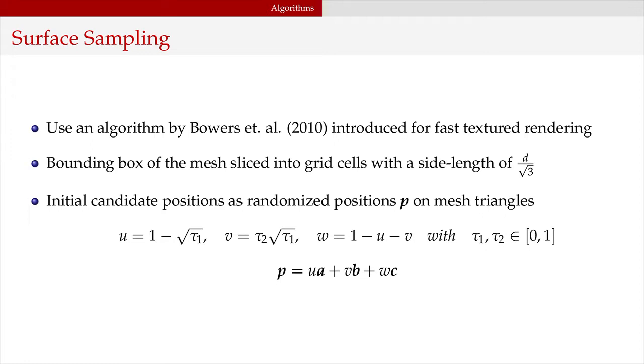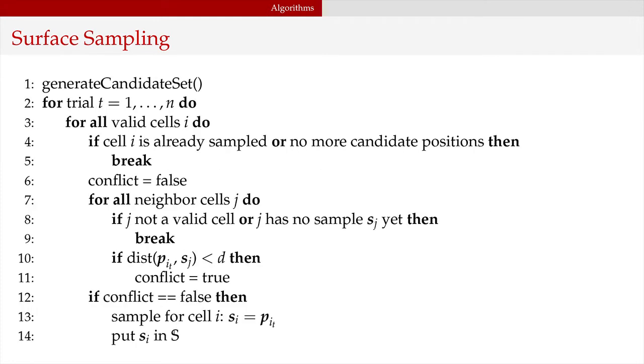We generate a large set of randomized candidate positions that lie on the surface of the 3D triangle mesh. We do this by selecting a random triangle from the mesh, then generating a random position on the triangle by picking two uniform random variables tau1 and tau2 that lie between 0 and 1. With these two variables we generate barycentric coordinates on the triangle. In this way we fill the candidate set with candidate positions on the mesh. Grid cells containing one or more candidates are called valid cells.